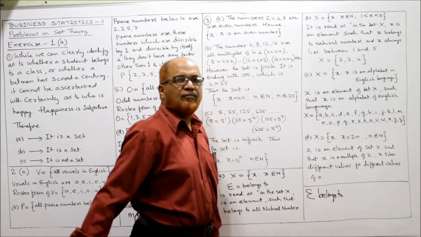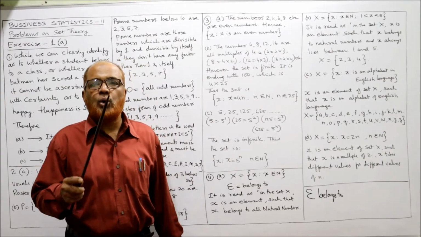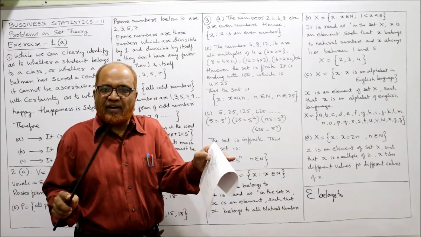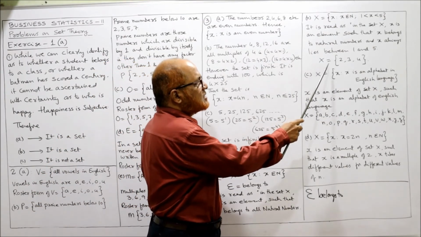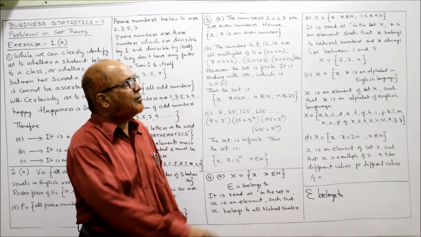So between 1 and 5, what are the natural numbers? 2, 3, 4. So x is equal to 2, 3, 4. These are the elements. That's it. That is the meaning of this rule.